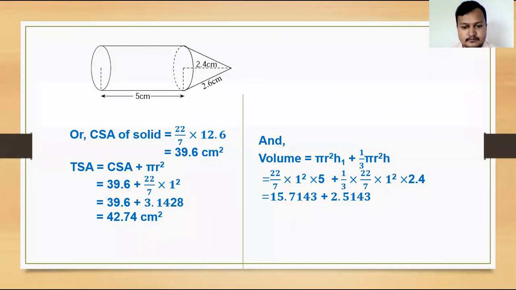18.226. Okay, it is 18.23 cubic centimeter after rounding it up. So this is our required answer for this question. Not only this one, here it is said to find out curved surface area, total surface area, and volume. So these three are our required answers. Let's move to the next question now.